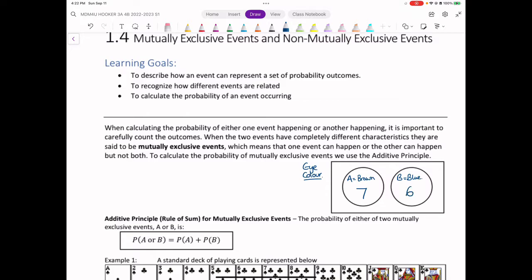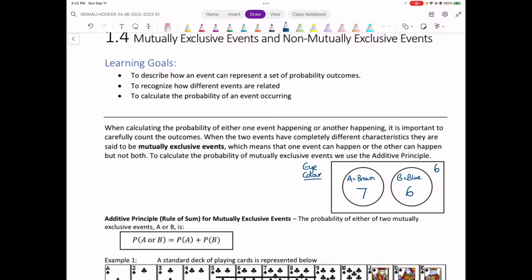And then you might say, well, hang on a minute, Mr. Hooker, there's some green-eyed students in class or grey-eyed students in class. Yeah. Okay, so let's deal with that with anything outside these circles. So if they're not brown-eyed or not blue-eyed, we'll put them outside here. 6 students that have eye colours other than brown or blue.